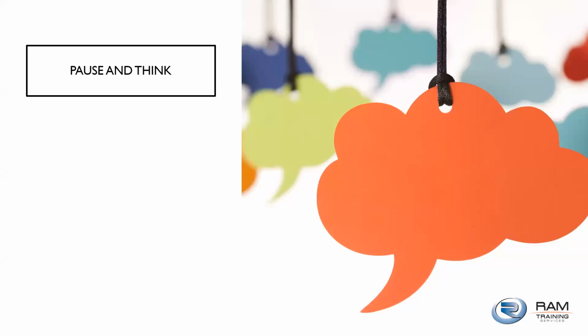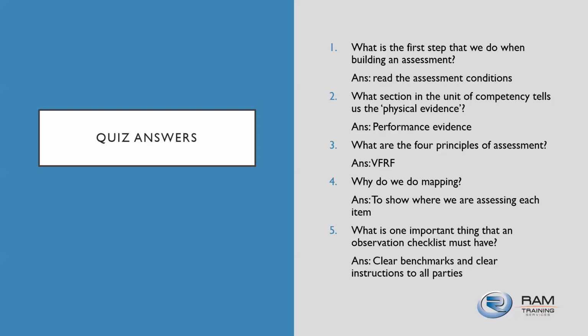All right, let's check out the answers, folks. We have number 1. What's the first step that we do when building an assessment? Read the assessment conditions. All right. Number 2, what section of the unit of competency tells us the physical evidence? Well, that's the performance evidence section. All right. Number 3, what are the 4 principles of assessment? Very fast red Ferrari, aka valid, flexible, reliable, and fair. Valid, flexible, reliable, and fair.